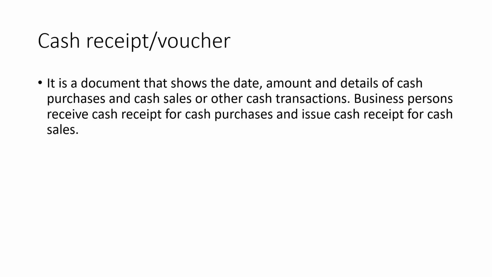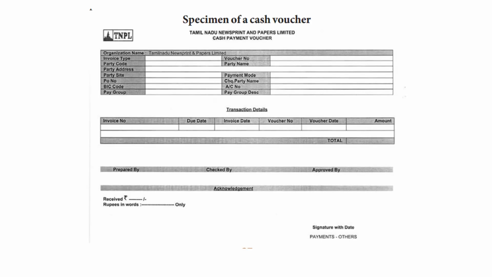Okay. So this is a document. It contains a date, amount, and details of the cash purchases and the cash sales or any other cash transaction. Okay. So here the business person will receive a cash receipt for some purchasing, and they will issue a cash receipt for selling some product, that is cash sales. This is a sample of a cash voucher.